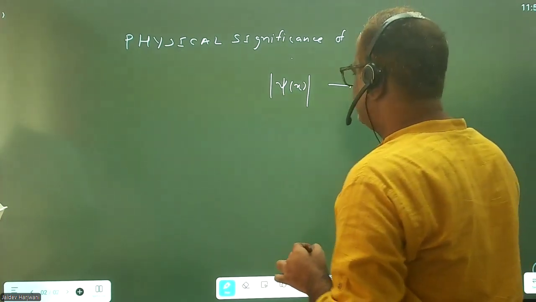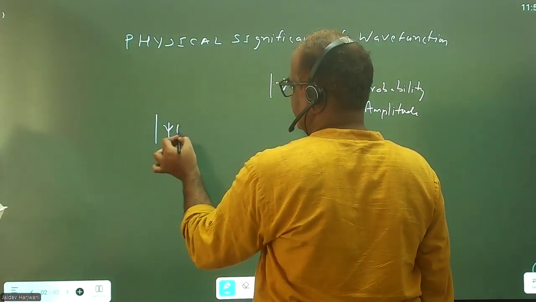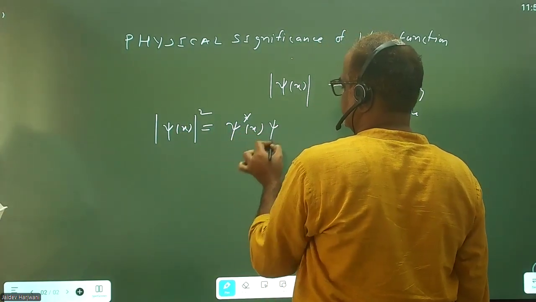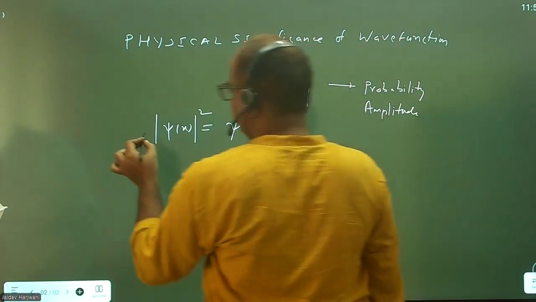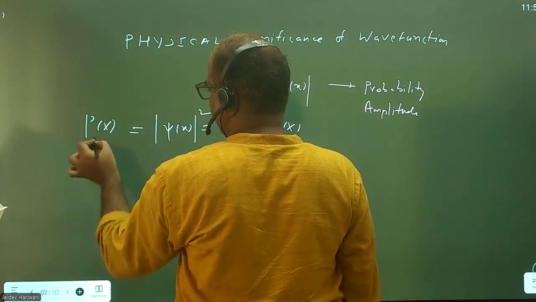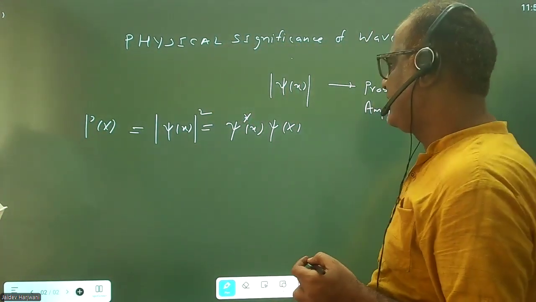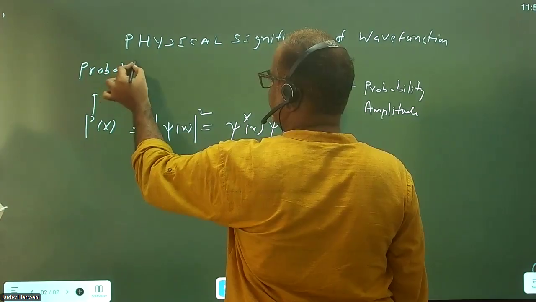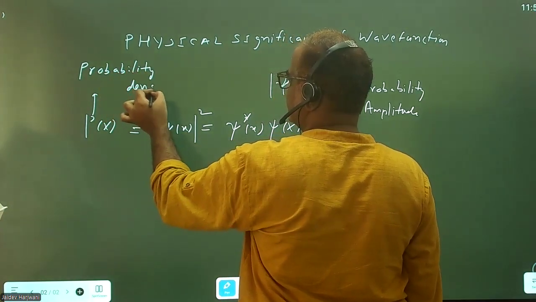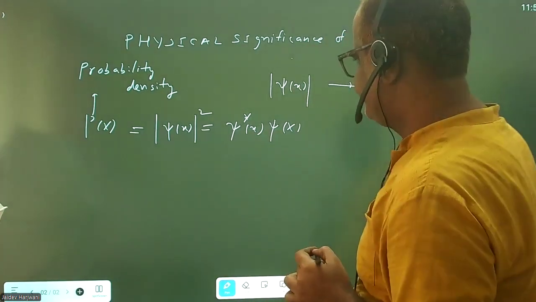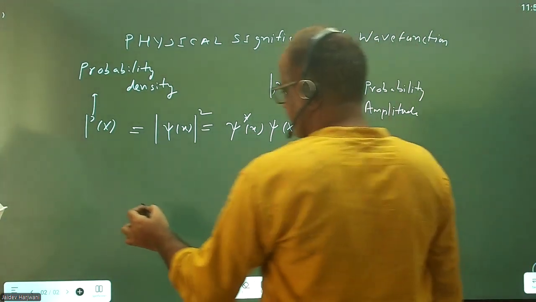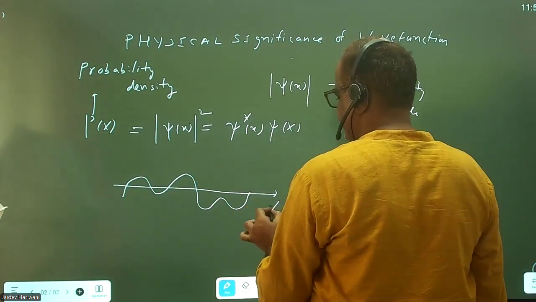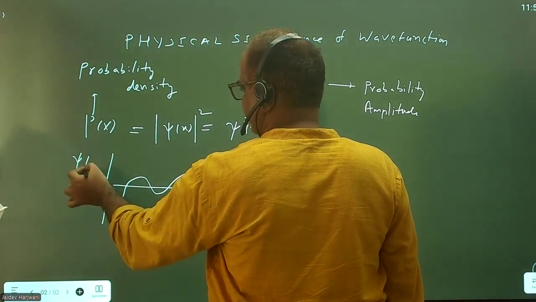And the square of the mod of psi x, mod psi x squared, which is equal to psi star x times psi x, gives me the probability density of finding the position of the particle. This is your probability density. Now, let us say this is my wave function, as a function of, say, x.